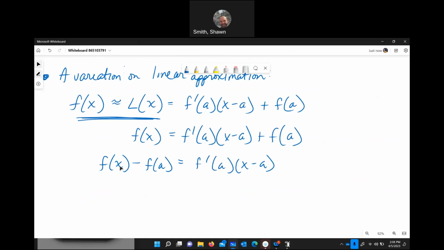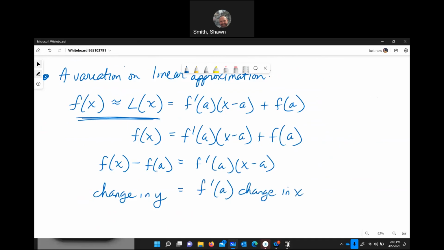Notice on the left side, f of x is an output, a y value. F of a is another y value. Supposedly these two y values are very close to each other. These ordered pairs are really close. This is a change in y. F prime of a is still our slope of our tangent line. X minus a, those are the inputs. X is an x value, a is an x value, just along the horizontal x-axis. Just two different ones, so the difference between those two is a change in x.